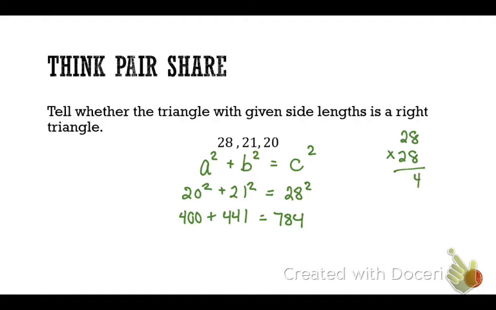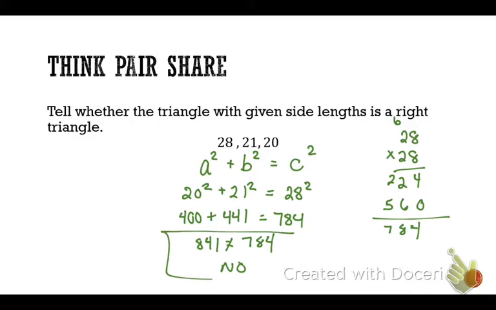8 times 8 is 64. Huh? I thought it'd be 764. Well, we're about to find out. Nope, it's 784. She's right. So 841. Does that equal 784? No. Nope. So it is not a right triangle.